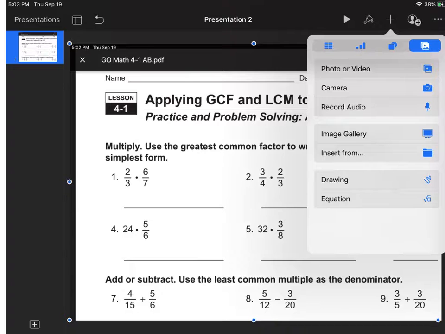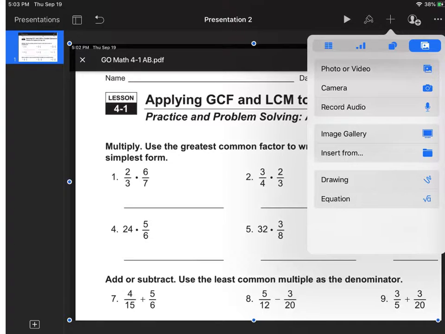Then the next problem, number 2, I did 3/4 times 2/3. You do 3 times 2 and 4 times 3, which is 6 over 12, which we know can be reduced. The greatest common factor is 6. So you're going to divide the top and the bottom by 6 because that's the GCF. 6 divided by 6 is 1. 12 divided by 6 is 2. 1/2 is my final answer.